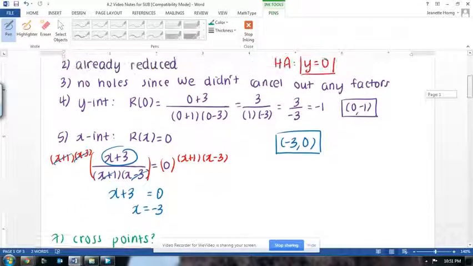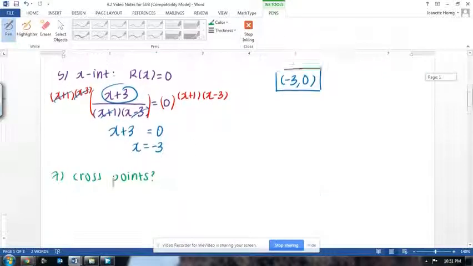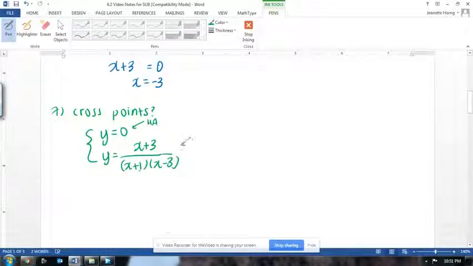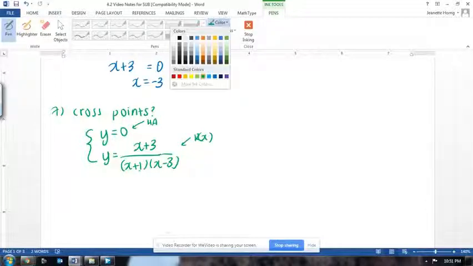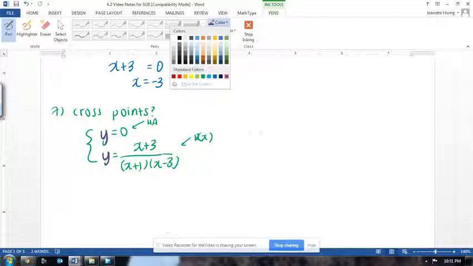So for me to figure out if I have a cross point, I'm going to take my answer from number 6, aka my horizontal asymptote, which is y equals 0, and I'm essentially going to solve like a system with my horizontal asymptote and then with my function, which was x plus 3 over, I'll use the factored version again, x plus 1, x minus 3. So I'll just say r of x. So when you're solving this system, because they both equal y, you can do a little substitution, right? Since they both equal y, that means the two have to equal each other.